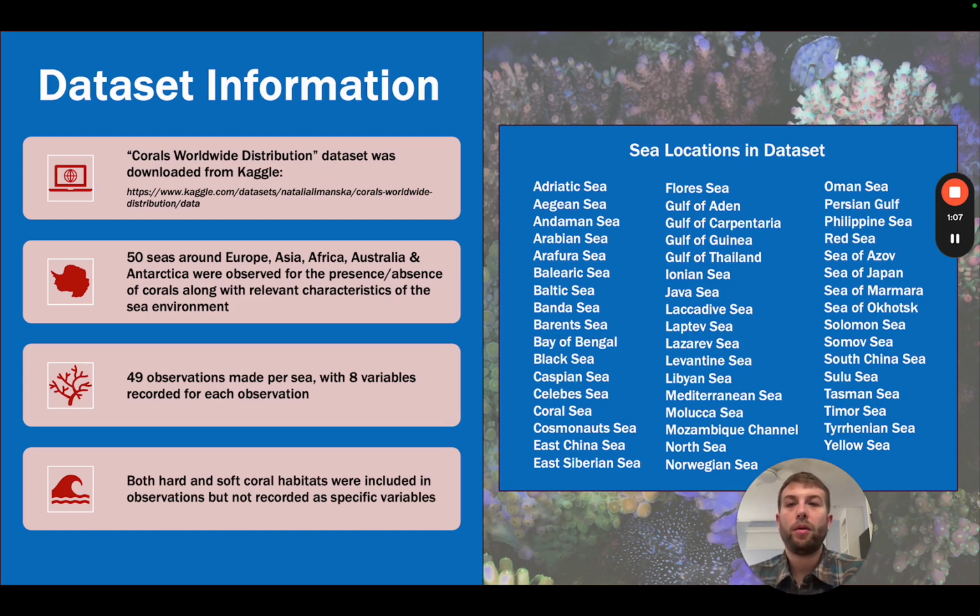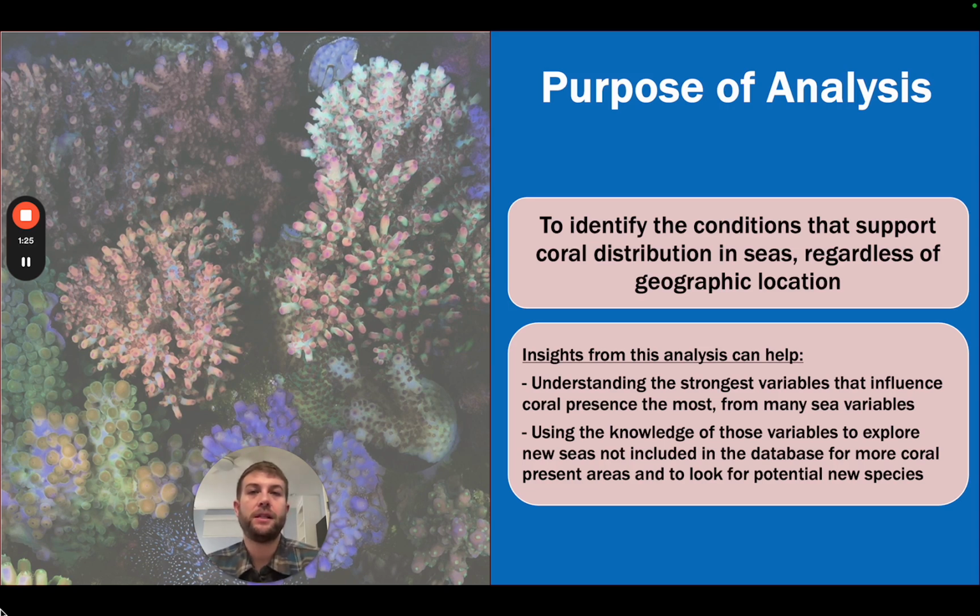Both hard and soft coral habitats were observed, but the dataset didn't specify the type, referring to them collectively as just coral. The purpose of this analysis is to identify the conditions that support coral presence in seas, regardless of their geographic location. I focused on coral presence and absence as a key variable while examining other variables. My insights focus on which variables most support coral presence.